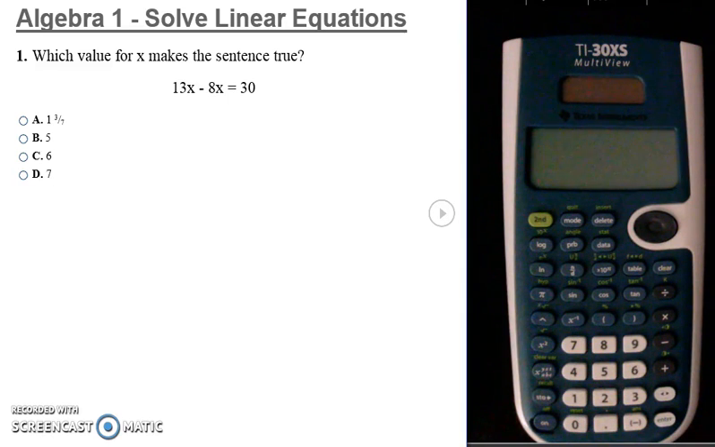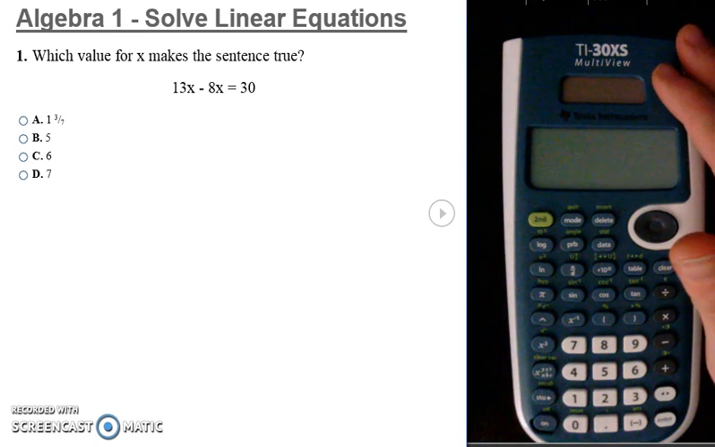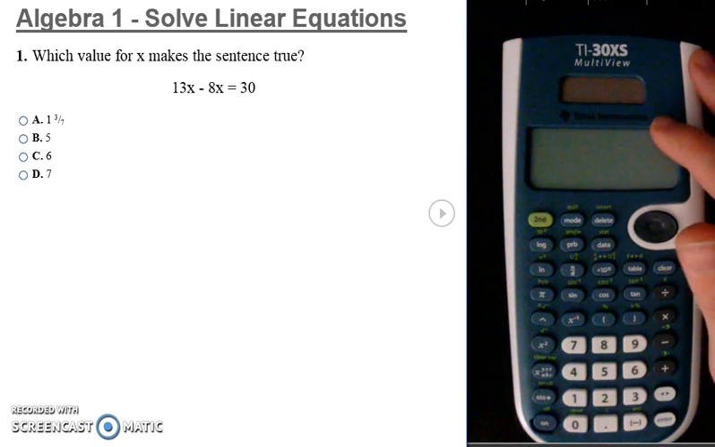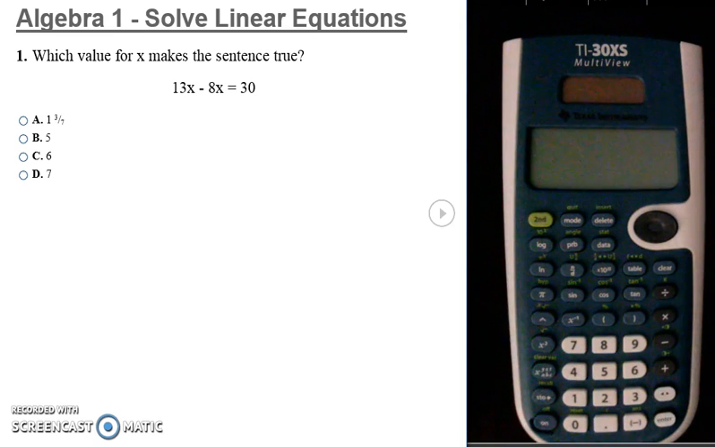We're going to be looking at how to use the TI-30XX Multiview calculator by Texas Instruments to solve some of the problems in the Solve Linear Equations Algebra 1 Study Island lesson. I would recommend that you work these out yourself and see if you get an answer, and then use the calculator to check yourself.